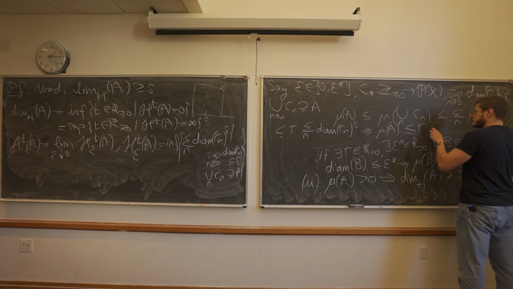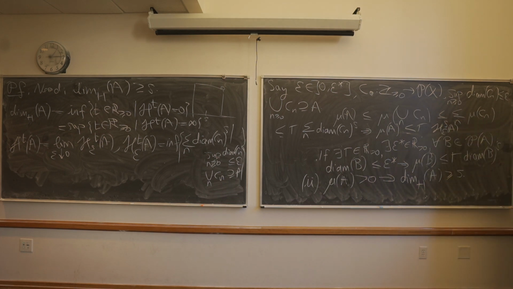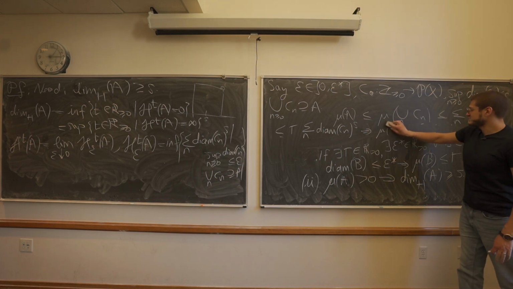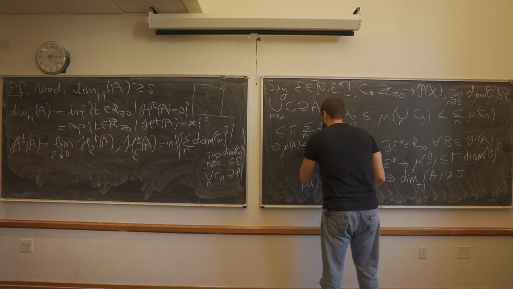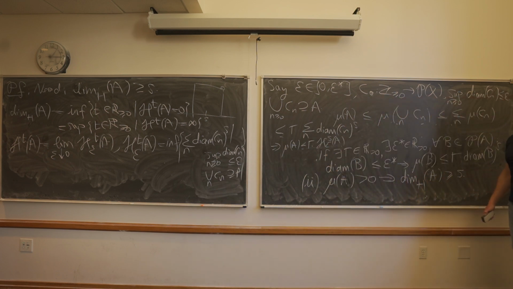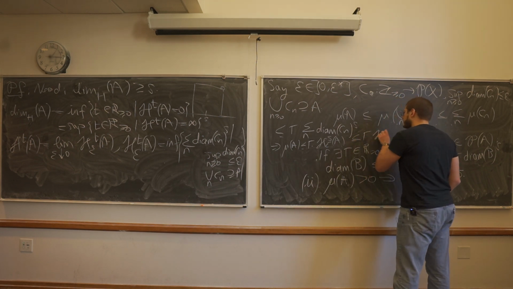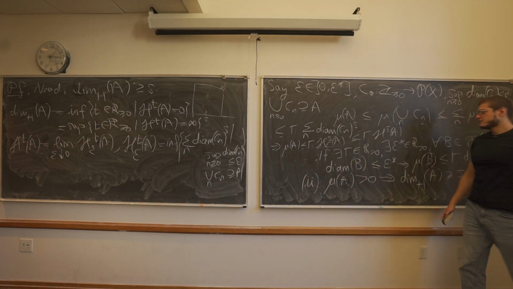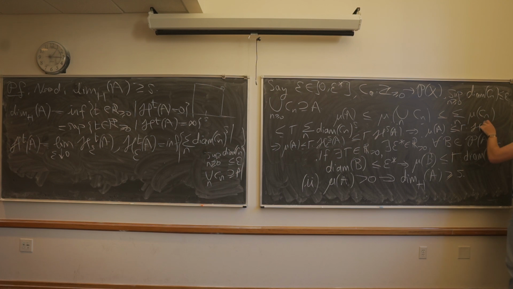So gamma times... okay. Sorry, it took me some time. Let me just rewrite it here. But of course, if I take epsilon to 0, so as to get the s-dimensional outer measure, this expression can only increase. So I have that mu of A is dominated by gamma times the s outer measure of A.